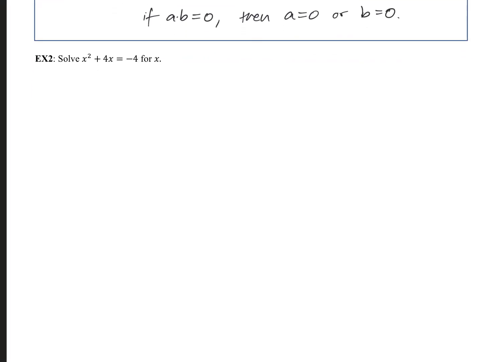So let's go ahead and solve example 2 for x using the zero factor property. First off, you'll notice, is this equal to 0? It's not, so we need to go ahead and set it equal to 0 to do the property. So add 4 to both sides.